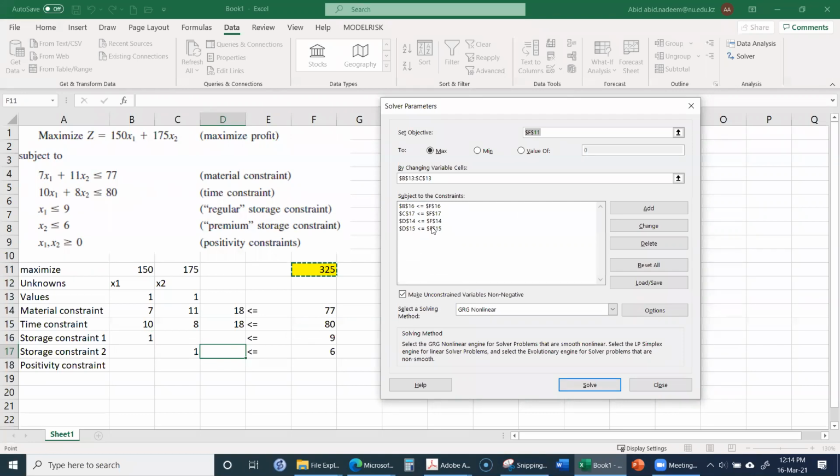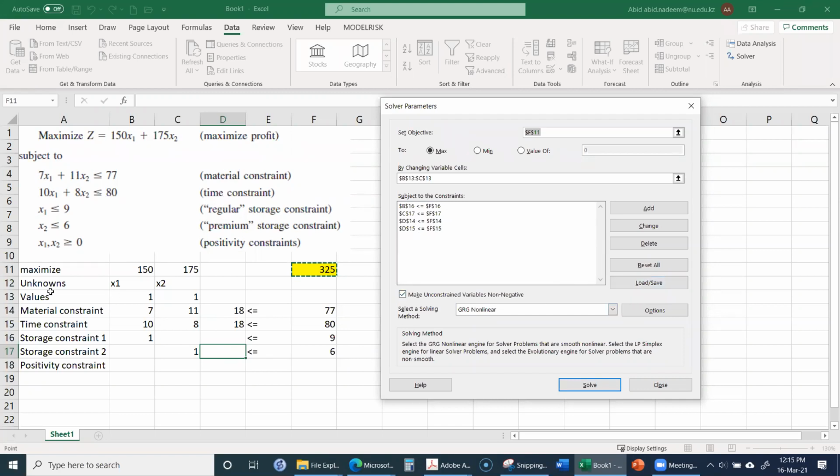Four constraints have been added, and then what is the third constraint? D14 should be less than or equal to F14. So what is D14? Yeah, this one and then this one, okay. And then B16. All these constraints have hopefully been added.